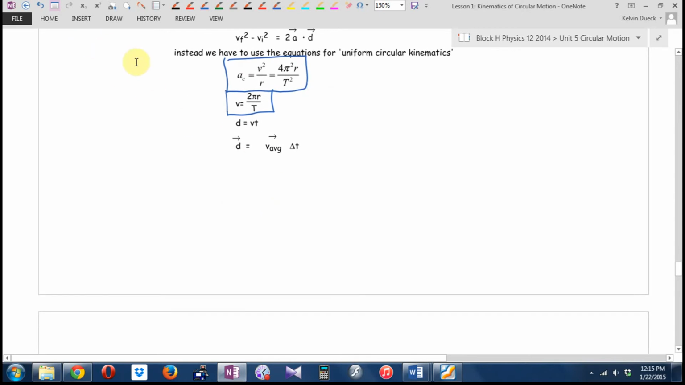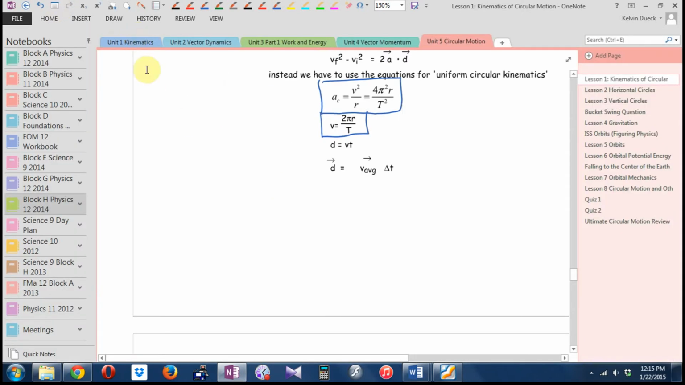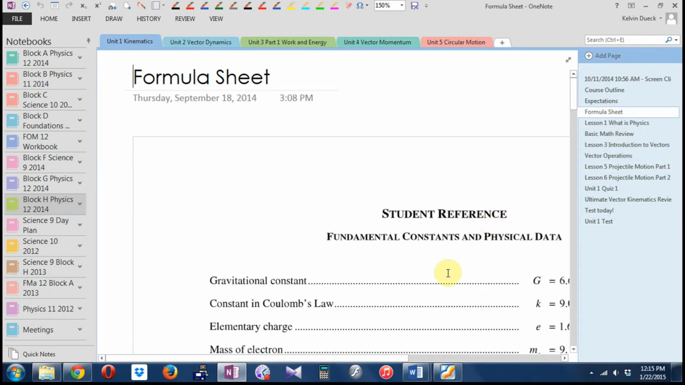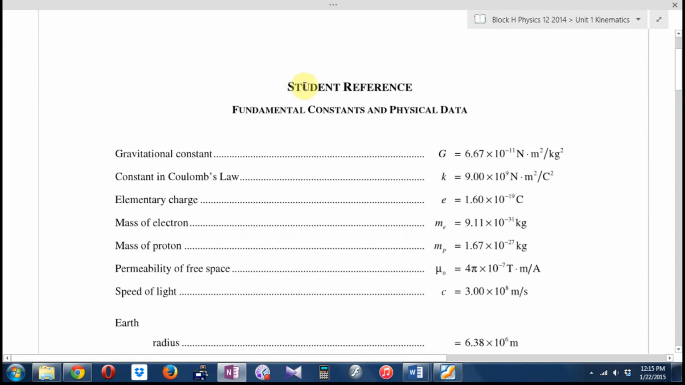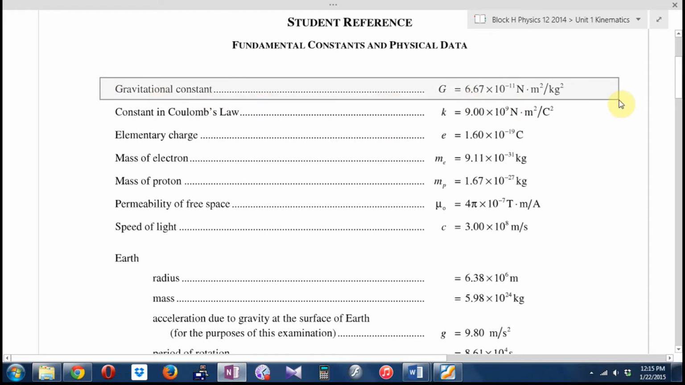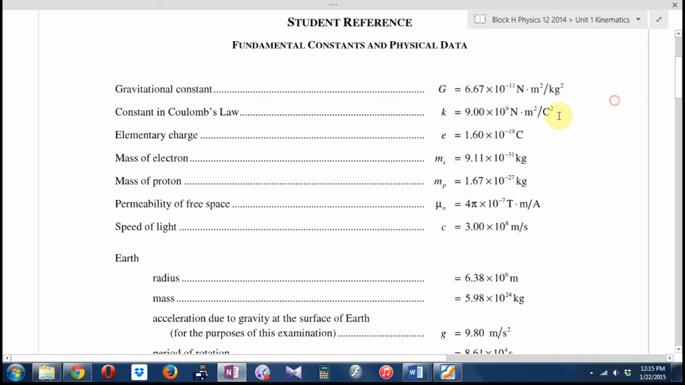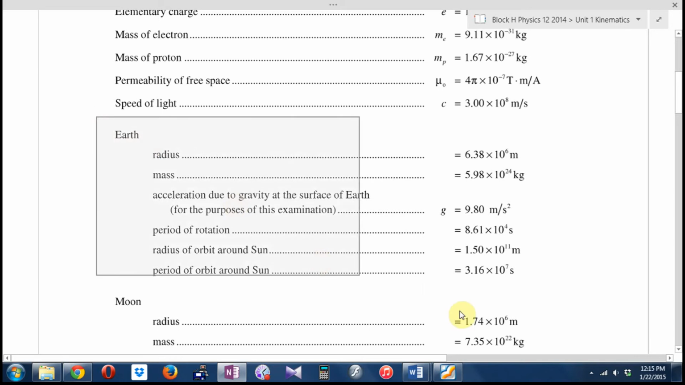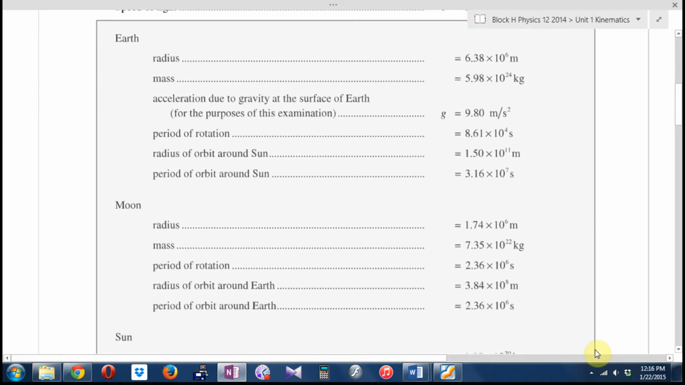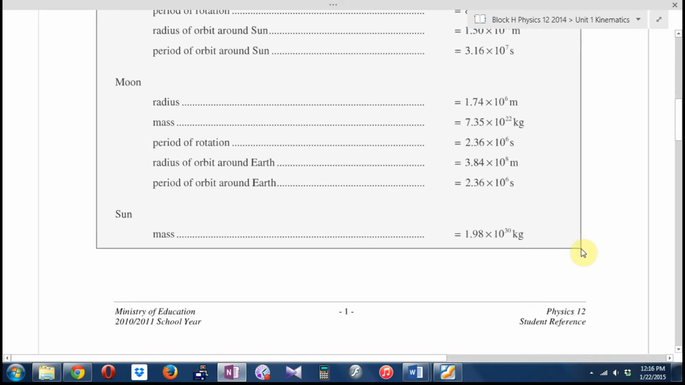Can you take a look at your formula sheet? In this unit, probably more than any unit so far, you're going to be using the back page, the student reference part. Here we have the gravitational constant for when we get to gravity later in this unit. In particular, we have the mass of the Earth, radius of the Earth, period of rotation for the Earth to go around once, period of rotation around the sun, radius of orbit around the sun, mass of the moon, and orbit of the moon. So we have lots of information here.